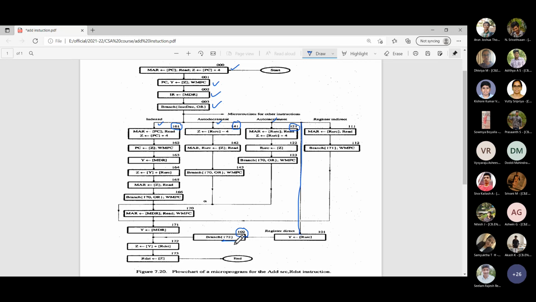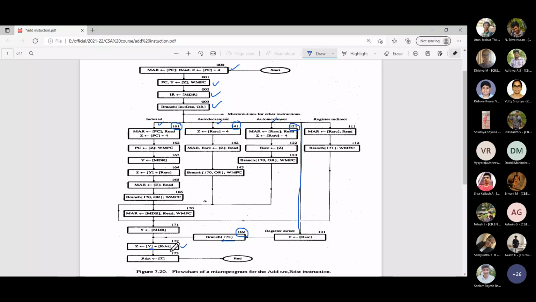Now, why is it so? See, at 172, you have the instruction: add the destination register content to whatever is there in Y and store it in Z. This instruction is common in any type of addressing mode you take. Ultimately, you will be adding the content of the destination register to Y. The content of Y can be obtained in different types of addressing mode, or the source operand can be obtained in different ways.